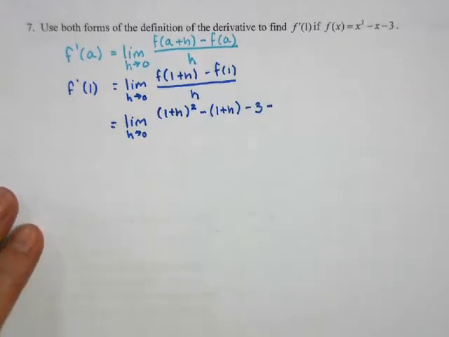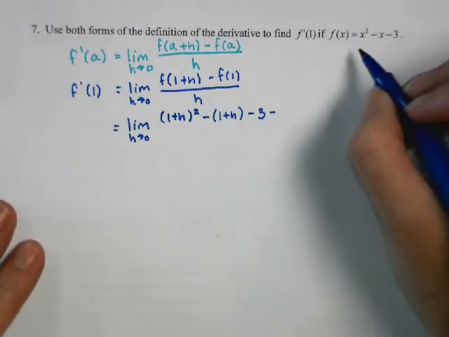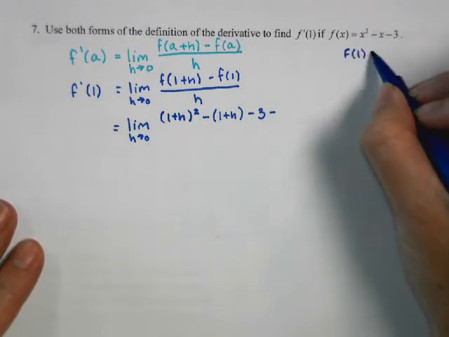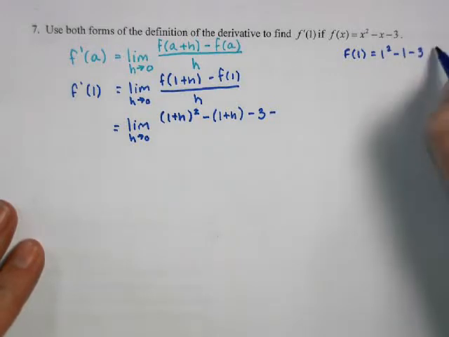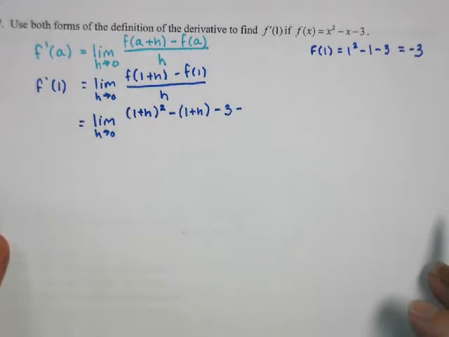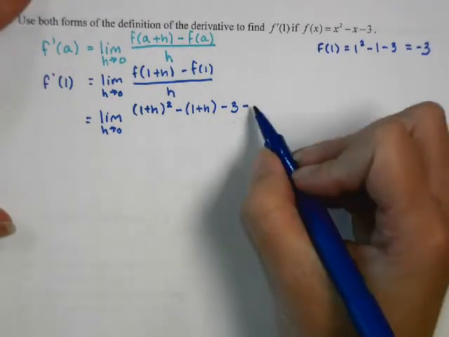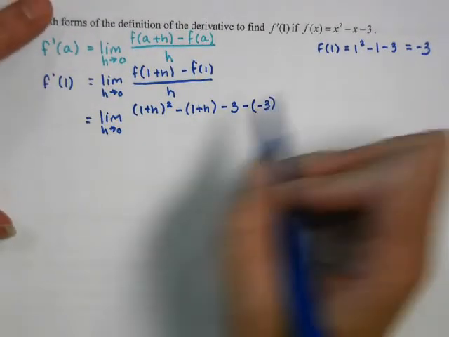And then we need to subtract f of 1. So I'm just going to do that as a side calculation. f of 1 is 1 squared minus 1 minus 3. So 1 minus 1 is 0, minus 3 is negative 3. So we're going to subtract negative 3.